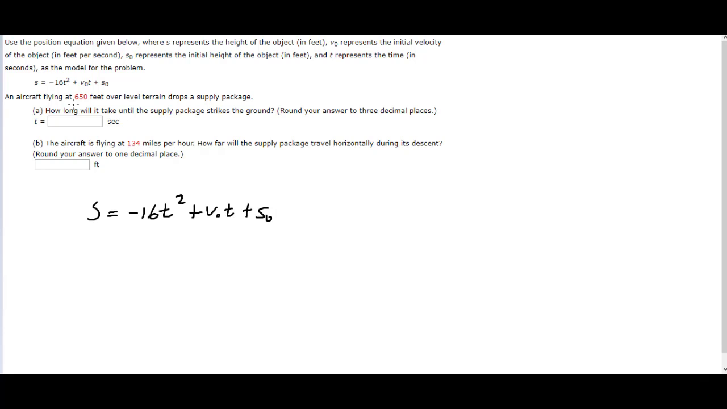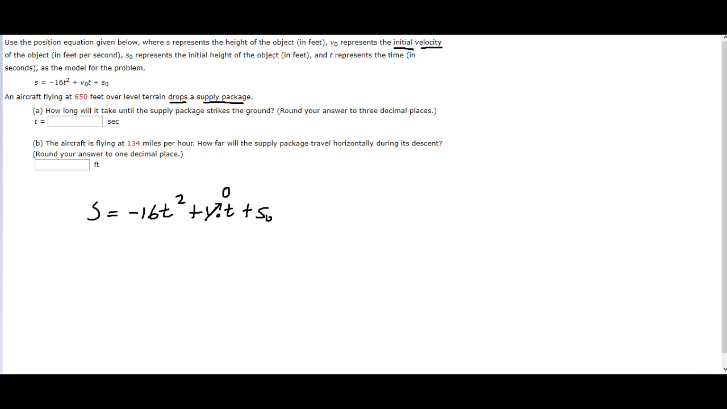An aircraft flying 650 feet over level terrain drops a supply package. How long will it take until the supply package strikes the ground? Okay, so the first thing is they drop the package. They don't throw the package down, they don't throw the package up in the air, they just release the package. That's telling us here that the initial velocity of this object is 0. Alright, so this term right here is actually going to become 0. There is no initial velocity. The plane is just going to drop the package.